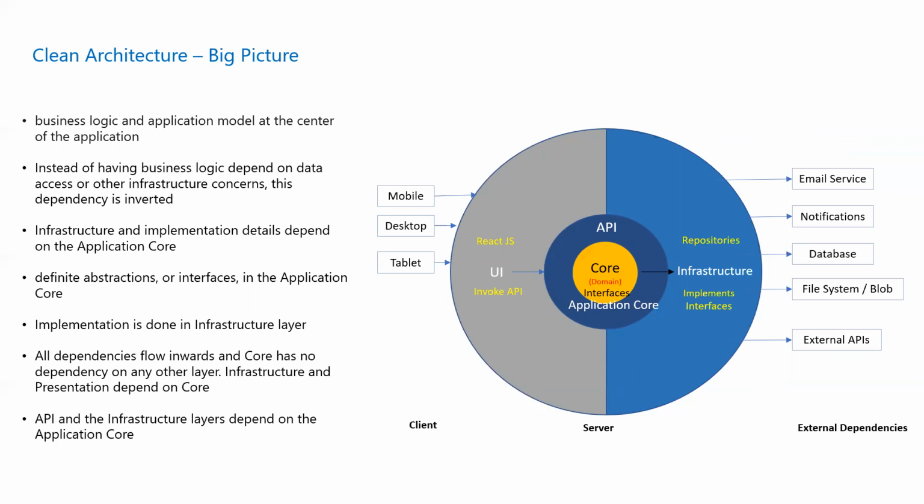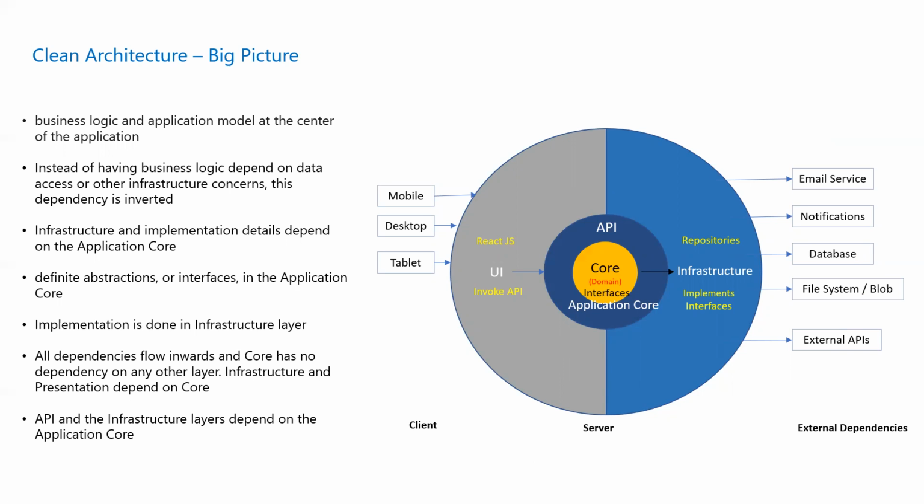And then the right side, you have the infrastructure. Let's take a look at what each component is and the dependency between each component. The business logic and the application model are at the center of the application. So your application core will have the business logic and the application models. This application core will not have a dependency on the infrastructure. Rather, infrastructure will have the dependency on the application core.